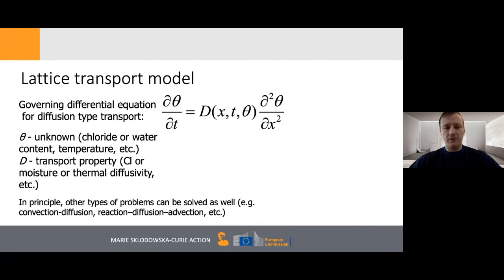So now we have to define what type of process we are simulating. So far we have been simulating mostly diffusion type processes, which have a partial differential equation governing of this type, where we have an unknown quantity, theta, which can be chloride content, water content, temperature, and so on, a transport property, diffusivity, thermal diffusivity, conductivity, or so on, and it's related to time and space. In principle, we can solve other types of problems such as convection diffusion, reaction diffusion, advection, and so on, but we will mainly focus, in my talk at least, on the simple diffusion process. Claudia will go into more detail on more complex processes.